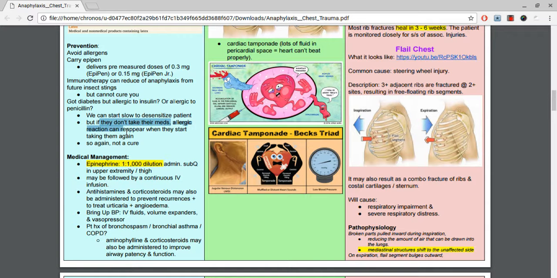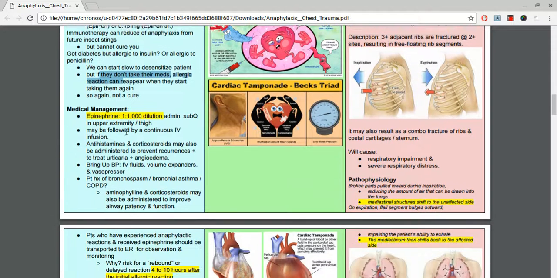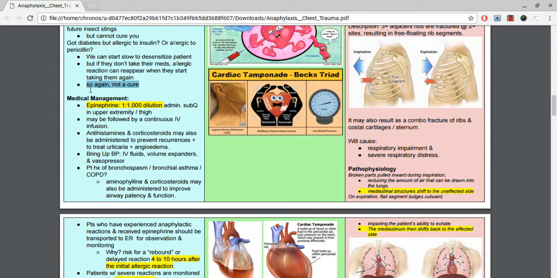However, you got to warn the patients that if they don't take their medications, then the allergic reactions are going to reappear when they start taking them again. So that diabetic patient, if he stops taking his insulin, not only is his blood sugar going to go up, but also he's going to lose any desensitization that he has received over the course of his medication regimen. And then when he suddenly decides to start getting back on that regimen, he could go into anaphylactic shock. So again, remember, this is not a cure.